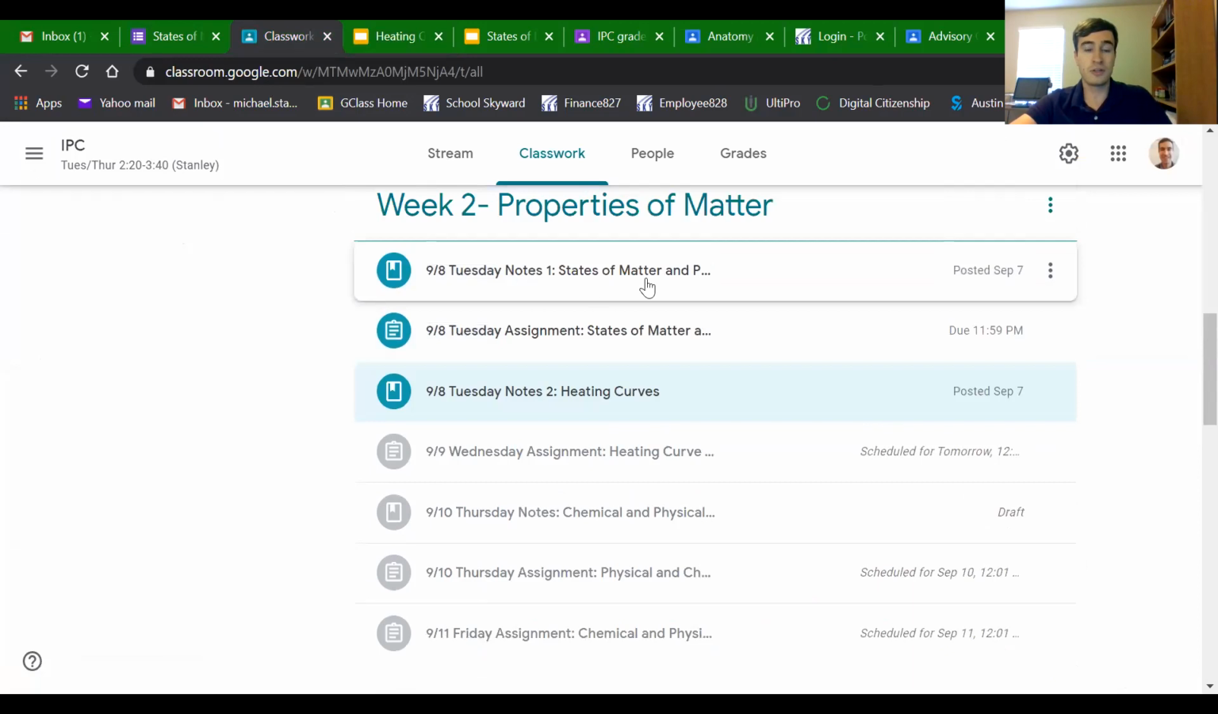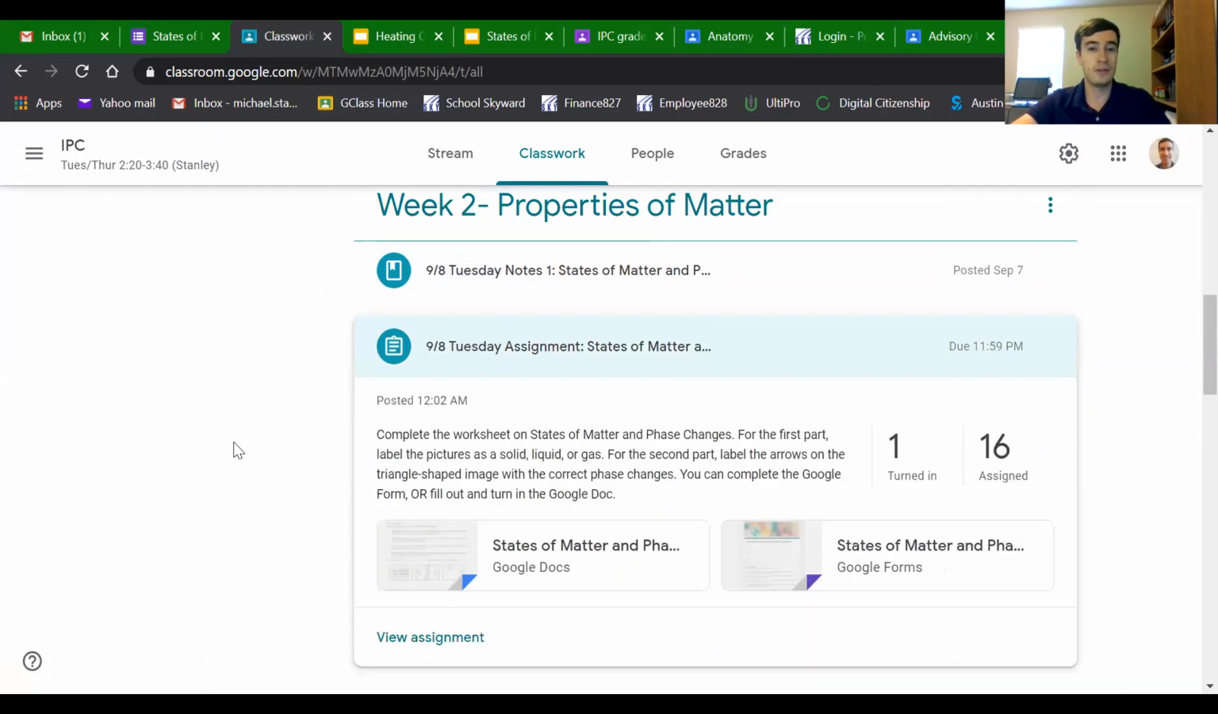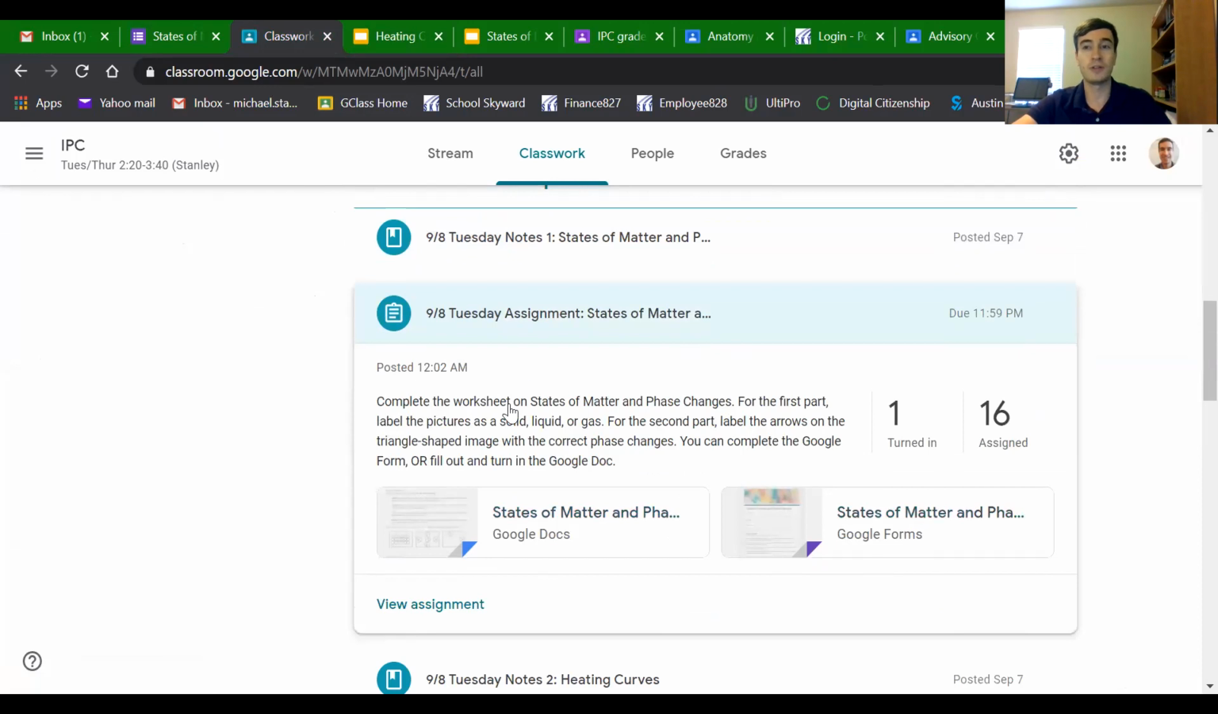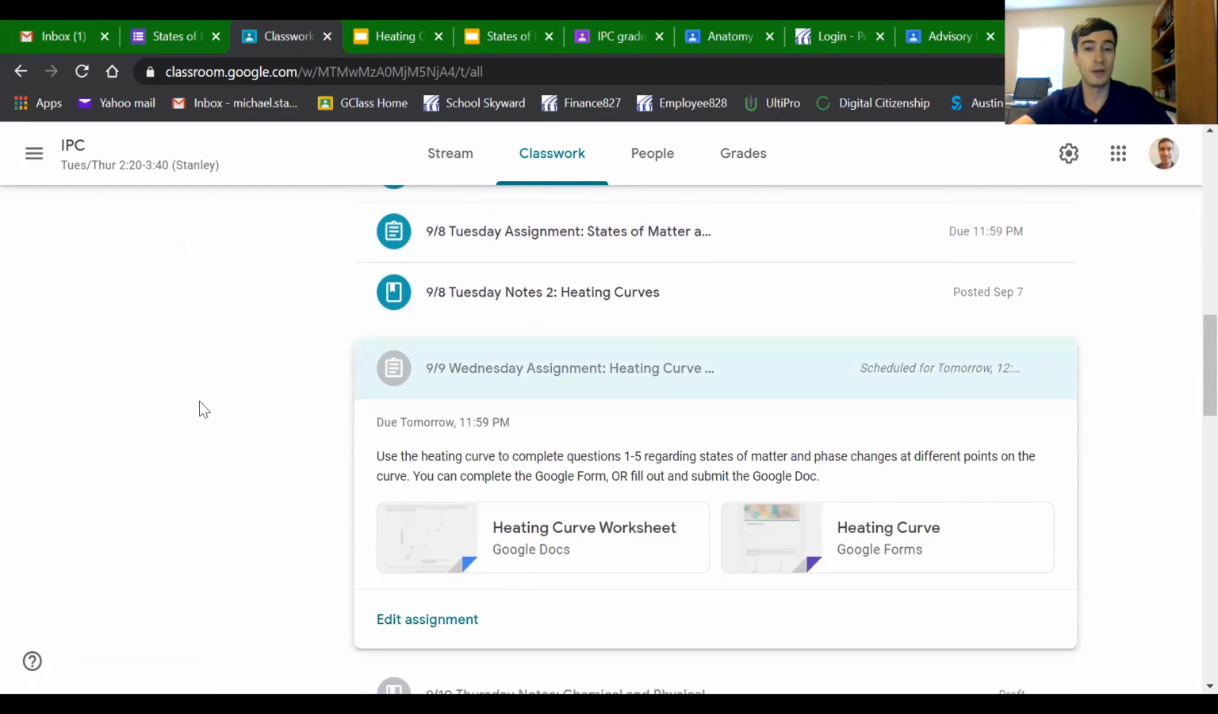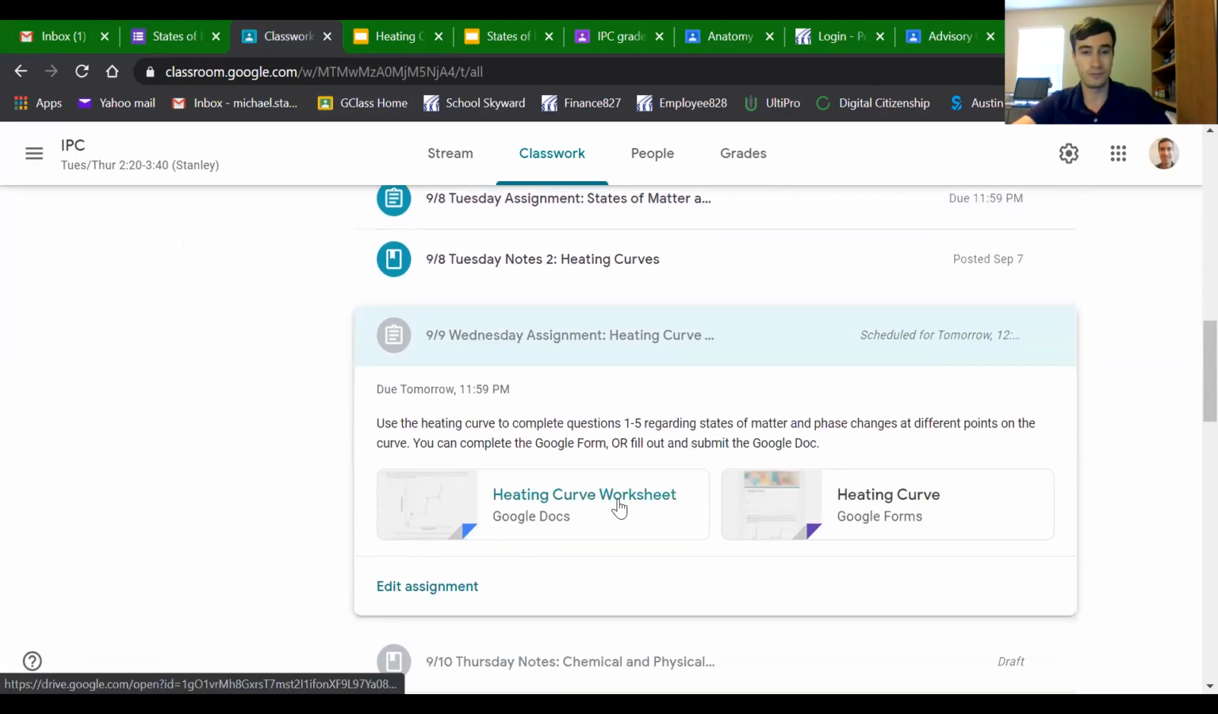So again, earlier today, we went through some basic notes on the states of matter and phase changes that you can go back and look at. And then today's assignment is to finish this quick little worksheet on the different states of matter, solids, liquids, and gases, and what it's called when we go between them. Wednesday's assignment has to do with the heating curve.